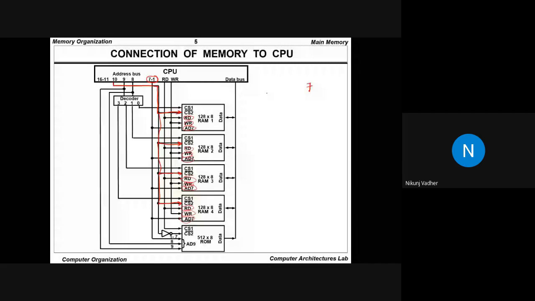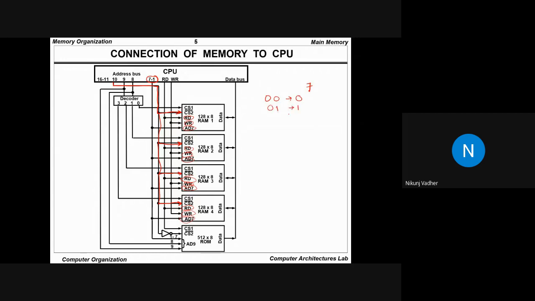If we give 0 0 as input, we get output from pin 0. If we give 0 1, we get output from pin 1. If we give 1 0, we get output from pin 2. If we give 1 1, we get output from pin 3. So 0 0 means bit numbers 8 and 9, which will be given as input to a 2 cross 4 decoder.